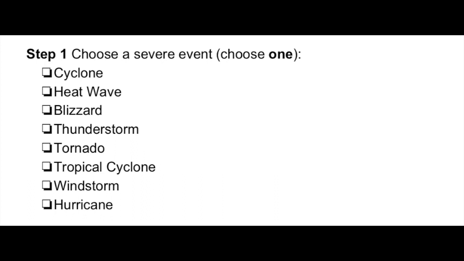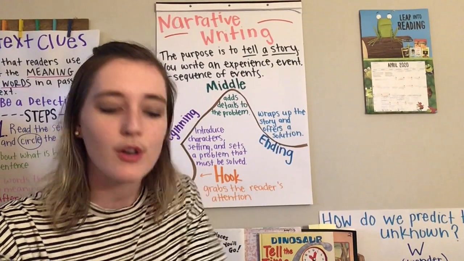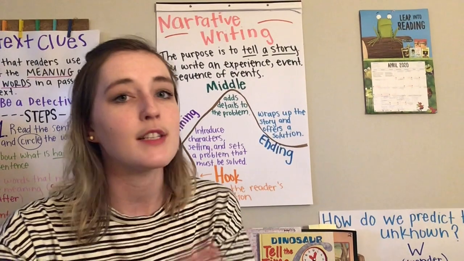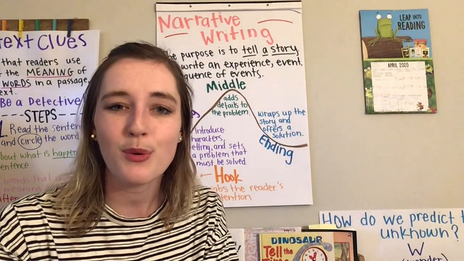So you have cyclone, heat wave, blizzard, thunderstorm, tornado, tropical cyclone, windstorm, and hurricane. So go ahead and check one of those right now. If you've already done all this, that's okay. This will kind of help walk you through it.